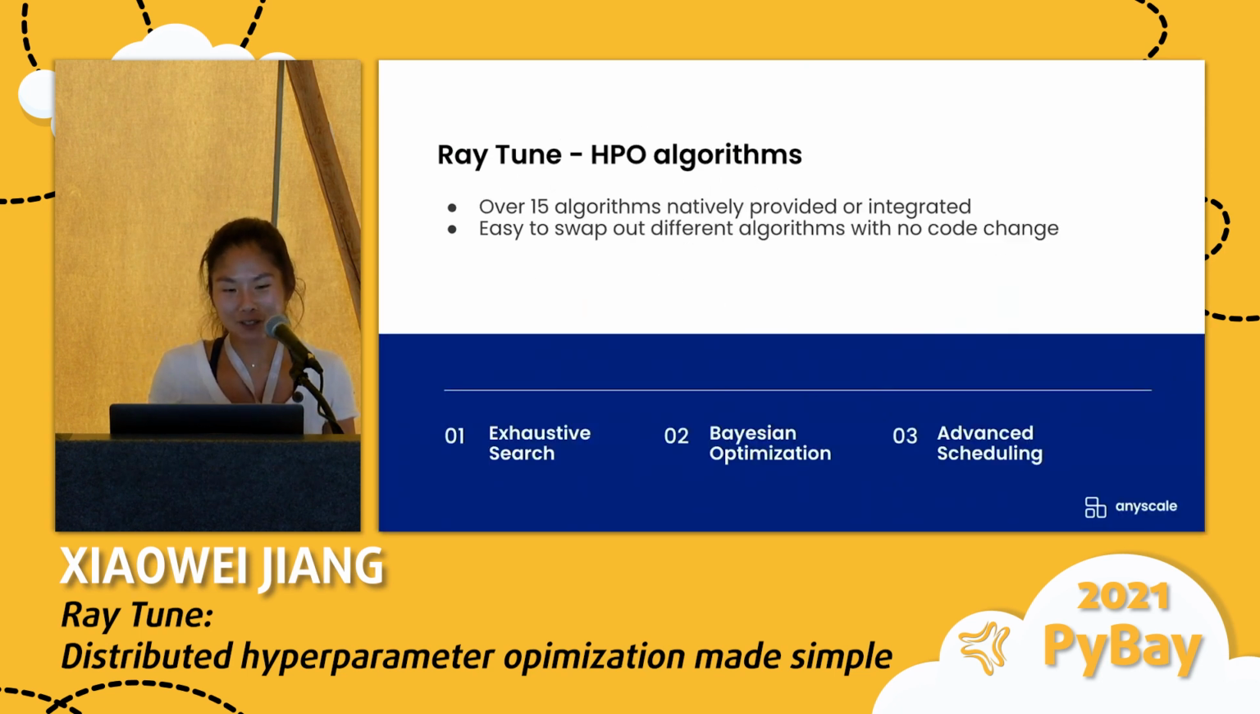Okay, so next, we're going to go over some HPO algorithms offered by RayTune. This will include some of the classical ones, like exhaustive search, but also some of the more advanced ones, like advanced scheduling. Please bear with me if this section is a little algorithm-heavy. But if there's one message I want to convey in this section, it is that RayTune has over 15 algorithms natively provided or integrated in the library, and one can easily swap out different algorithms with very minimal code change.